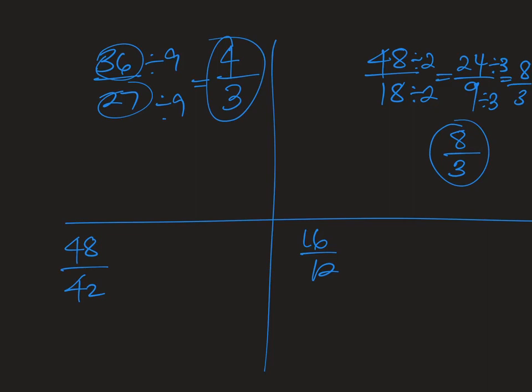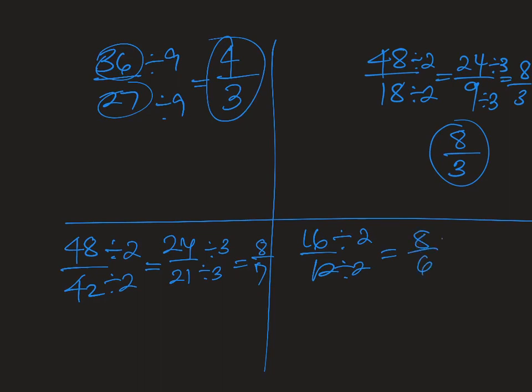48 over 42, we can use a similar approach. We divide both numerator and denominator by 2. And so you have 24 over 21. And then you look at it and say, what else can I do? I divide this by 3 and this by 3. And so I have 8 over 7. So that's another approach to use. 16 over 12. We can divide both of them by 2. We'll get 8 and 6. And then we divide by 2 again. Divide by 2. And you have 4 over 3.